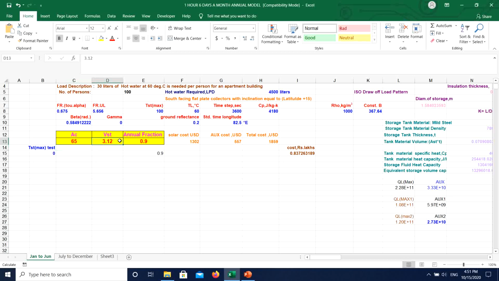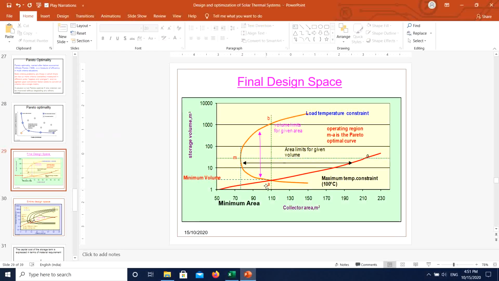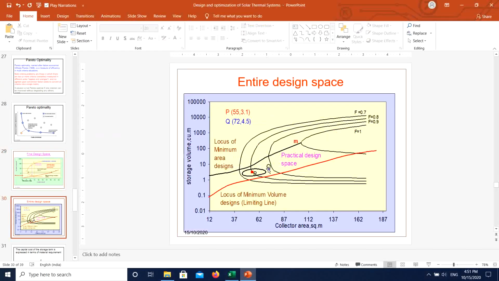Correspondingly, I can again go on playing with the storage volume. Like this the entire model will operate. Similarly, I get the entire design space. So I get all these figures corresponding to constant solar fraction as I demonstrated here. This curve indicates solar fraction equal to 0.1.